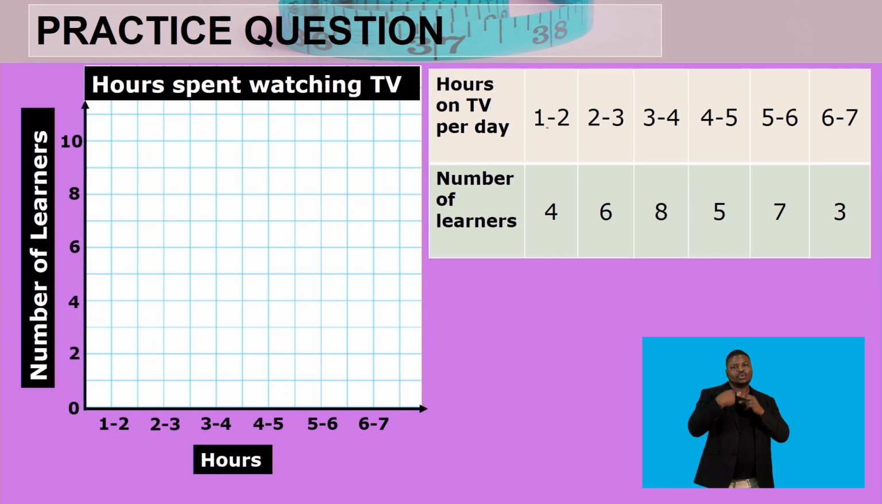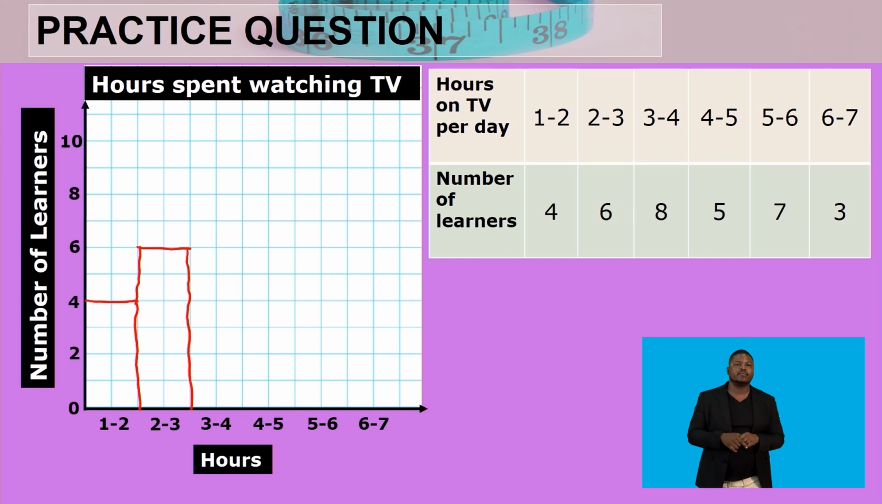Between 1 hour to 2 hours, we've got 4 learners. So here are our 4 learners, between 1 hour to 2 hours. We draw it like that. And then between 2 to 3 hours, we've got 6 learners. Here are our 6 learners. Remember, with the histogram, there are no spaces in between the bars. So everything should be clustered together.